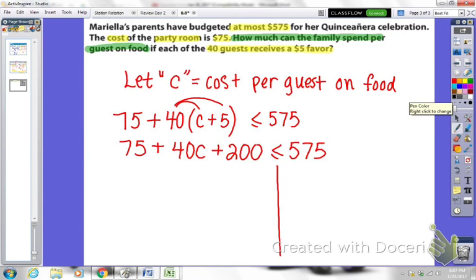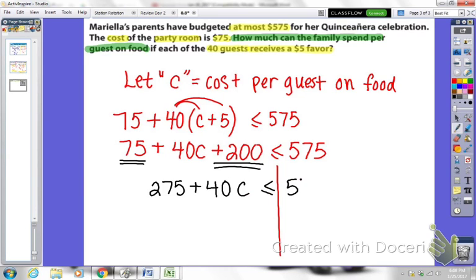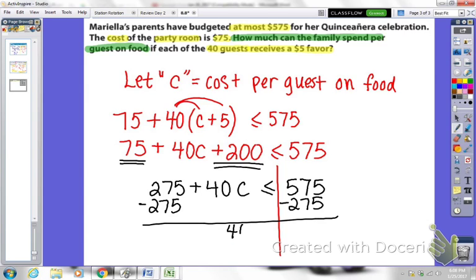To solve this, I'm going to combine the 75 with the 200. They're on the same side, so that makes 275 plus 40C is smaller than or equal to 575. I'm going to take away 275 from both sides. So you get 40C is smaller than or equal to 300. Divide each side by 40. So C is smaller than or equal to 7.5.